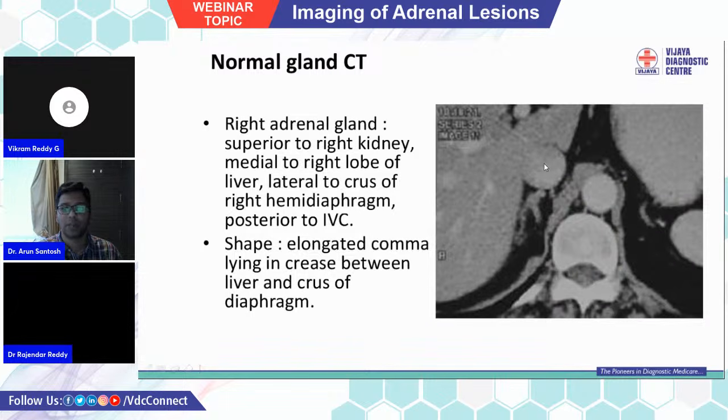So this is the normal CT appearance of the right adrenal gland. This is the body, this is the lateral limb, and this is the medial limb. This adrenal gland is situated posterior to the IVC, medial to the margin of the liver, and lateral to the right crus of the diaphragm.